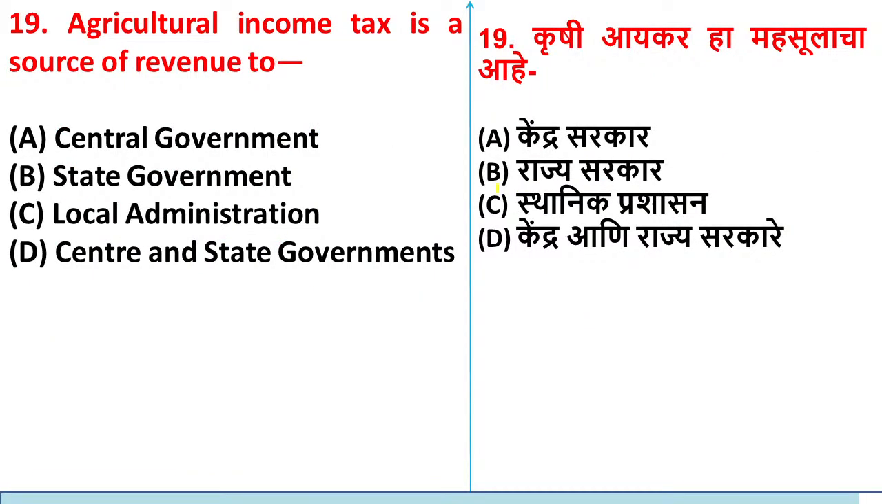Question number 19. Agricultural income tax is a source of revenue to. Option A, central government. Option B, state government. Option C, local administration. Option D, center and state governments. Comment the answer for question number 19. Agricultural income tax, it is a source of revenue to. Ms. Komal is saying option A, means the central government. Vidya is saying A. Rasika D. Shivani C.